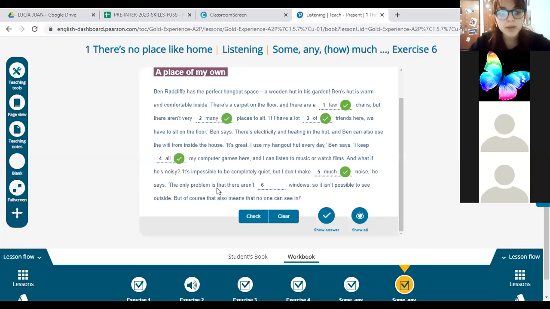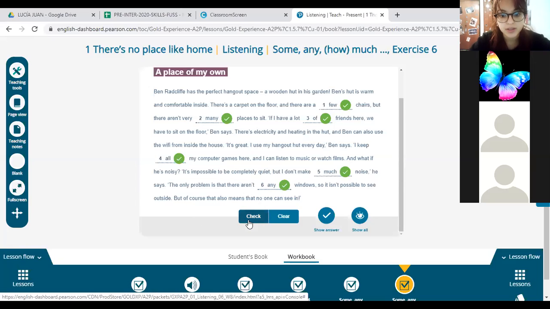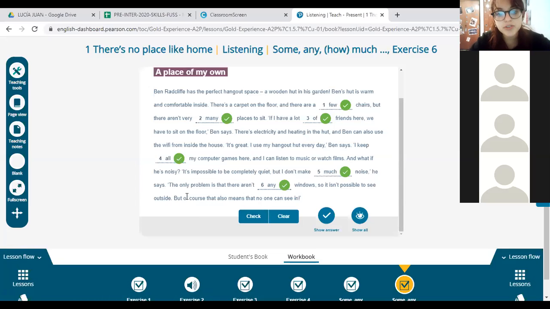The only problem is that there aren't any windows. Good. So it isn't possible to see outside. But of course, that also means that no one can see in. Good. This is the end. Are there any questions?